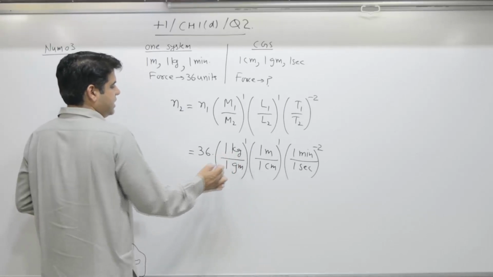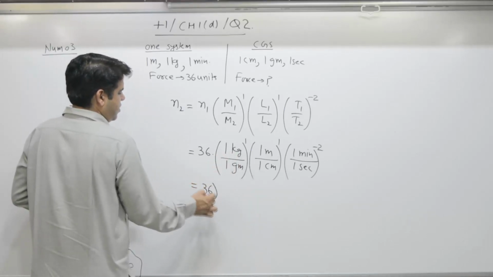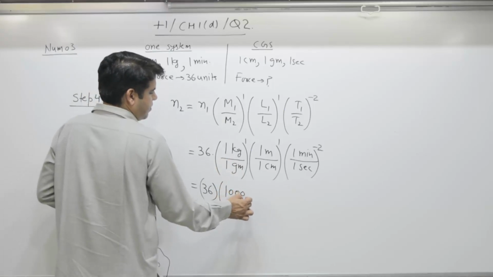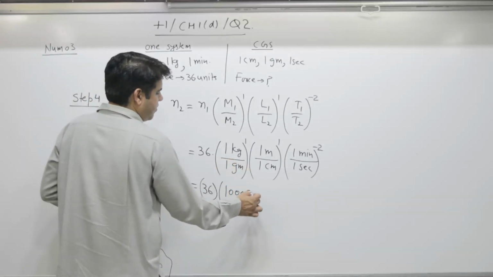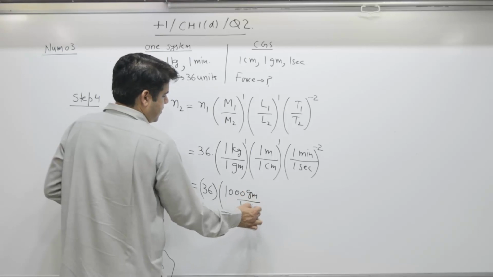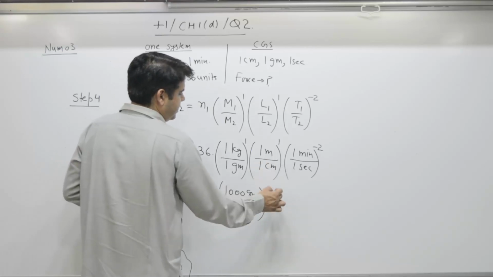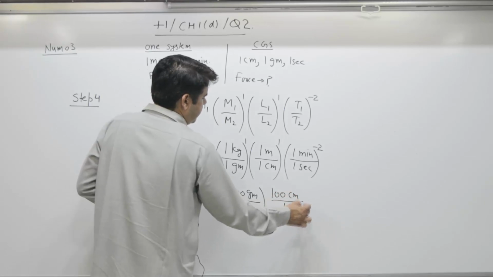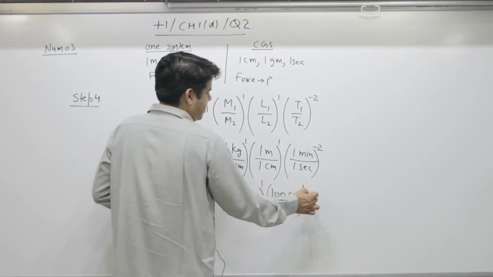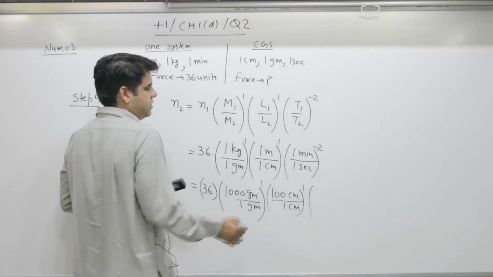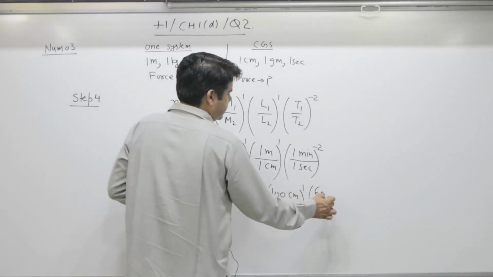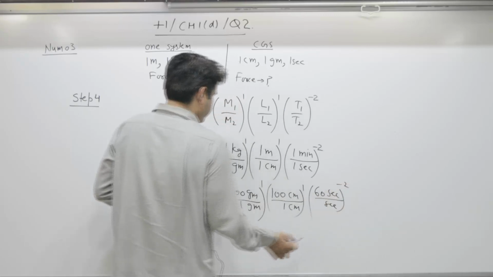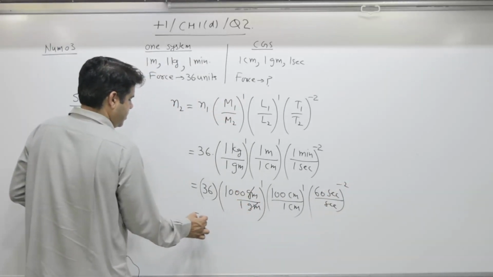This is 1 kg, 1000 grams divided by 1 gram. 1 meter is 100 centimeter divided by 1 centimeter per 1. 1 minute, yes, 60 seconds per minus 2. Gram, gram cancel.